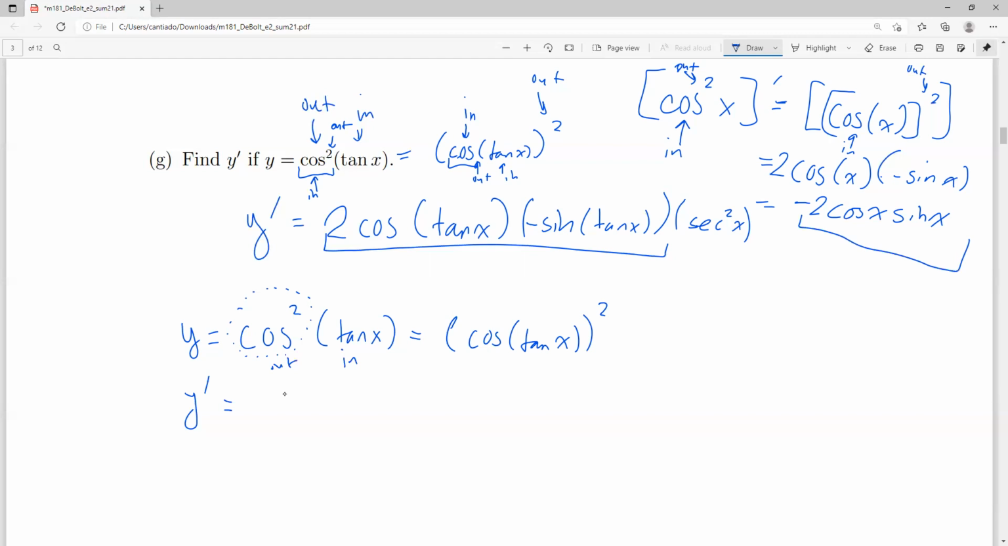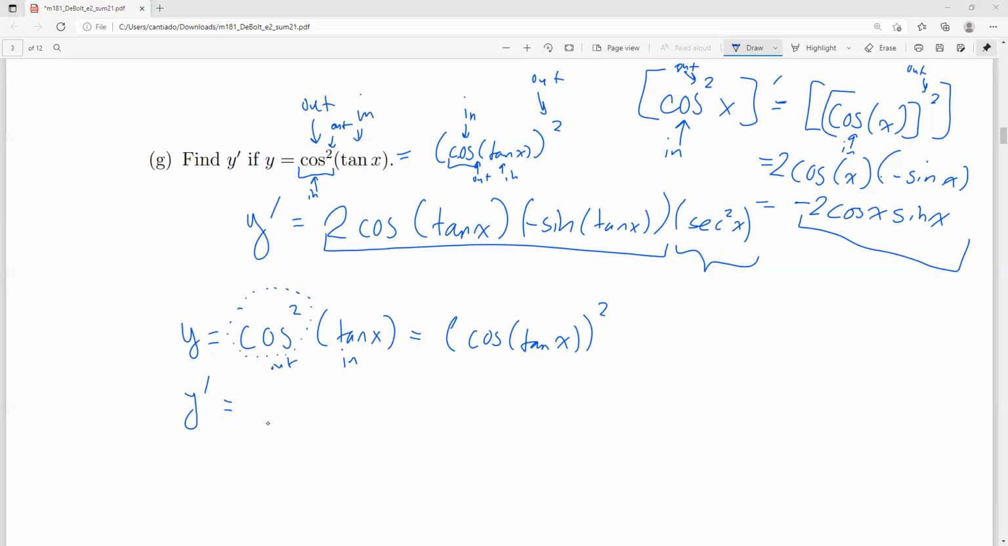And then we have to multiply it by the derivative of the inside. The derivative of the inside is the derivative of tangent, which is secant squared x, which is right here, right? So that's how we got that whole deal. So take a moment to understand how that works, because this is pretty complex. This problem actually has nested chain rule, which is a little tricky.